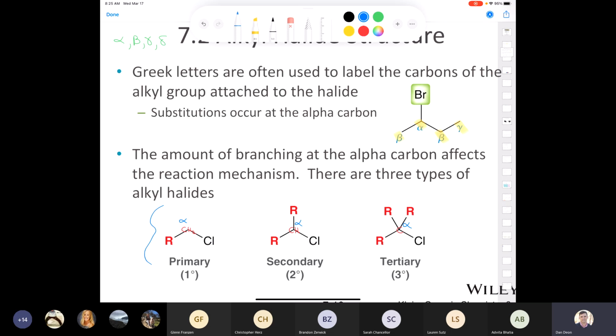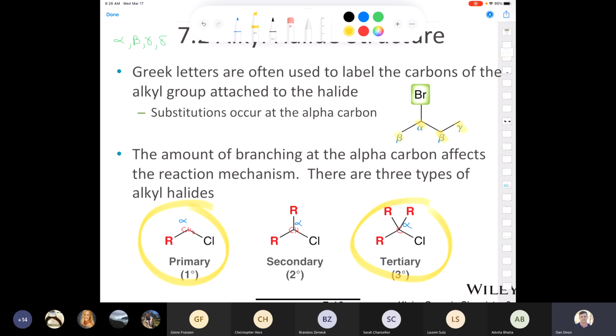Students don't usually struggle with this, okay? But I would say that having a knowledge of what a primary, secondary, and tertiary alkyl halide is going to be really, really important moving forward. And the reason why is because we're going to look at scenarios where a primary alkyl halide is going to react differently than a tertiary alkyl halide.